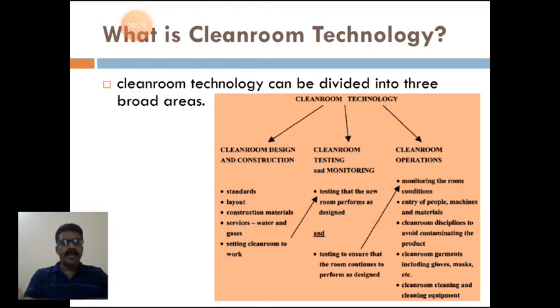So, clean room design and construction should stand as per the standards, and the construction material should be used in such a way that the dust particles are minimized. Then clean room testing and monitoring: testing that the new room performs as designed, and testing to ensure that the room continues to perform as designed.